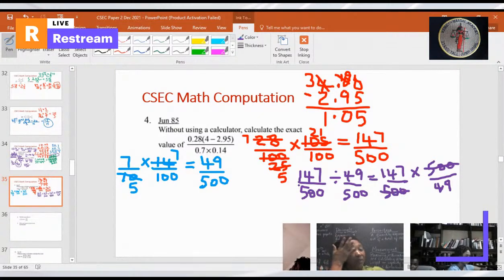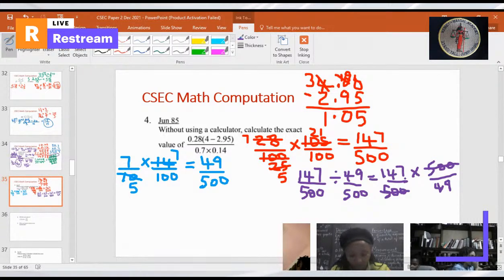All right. 49 into 147. This ends with a 9. This ends with a 7. Is there any of your timetables where you have something times 9 that gives you something that ends with 7? Yes, miss.